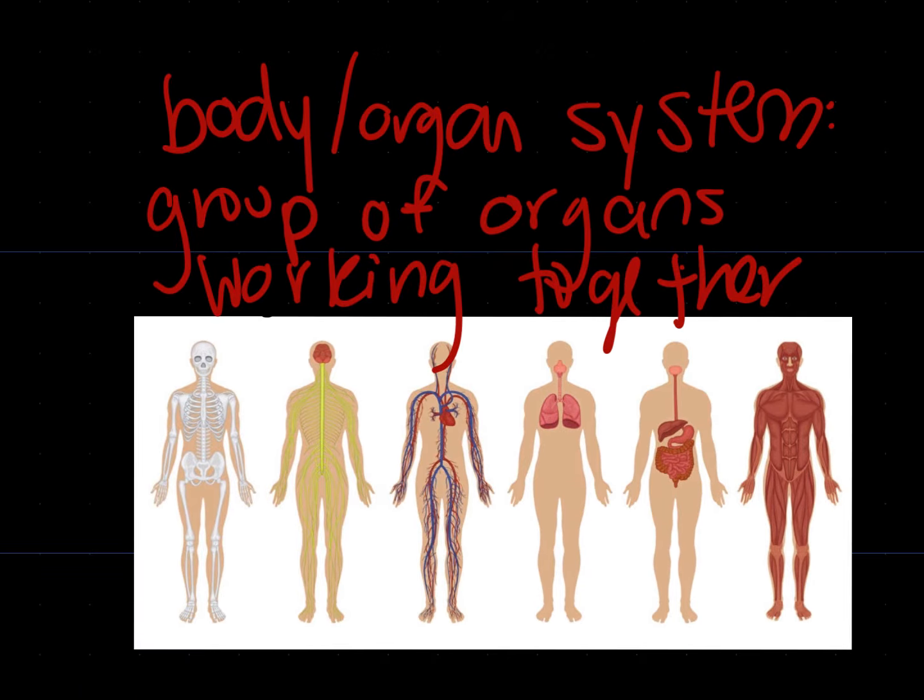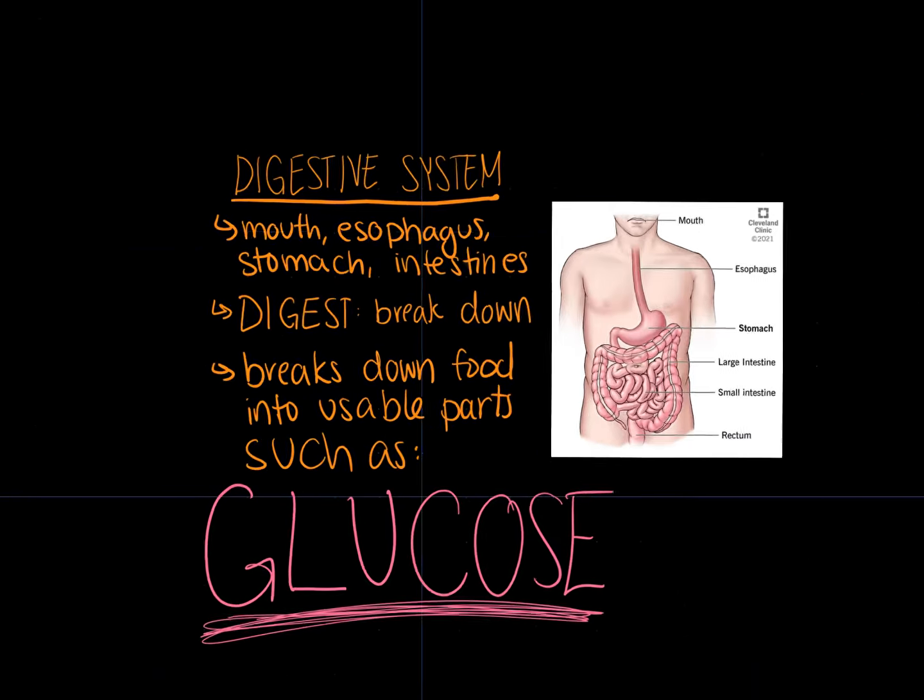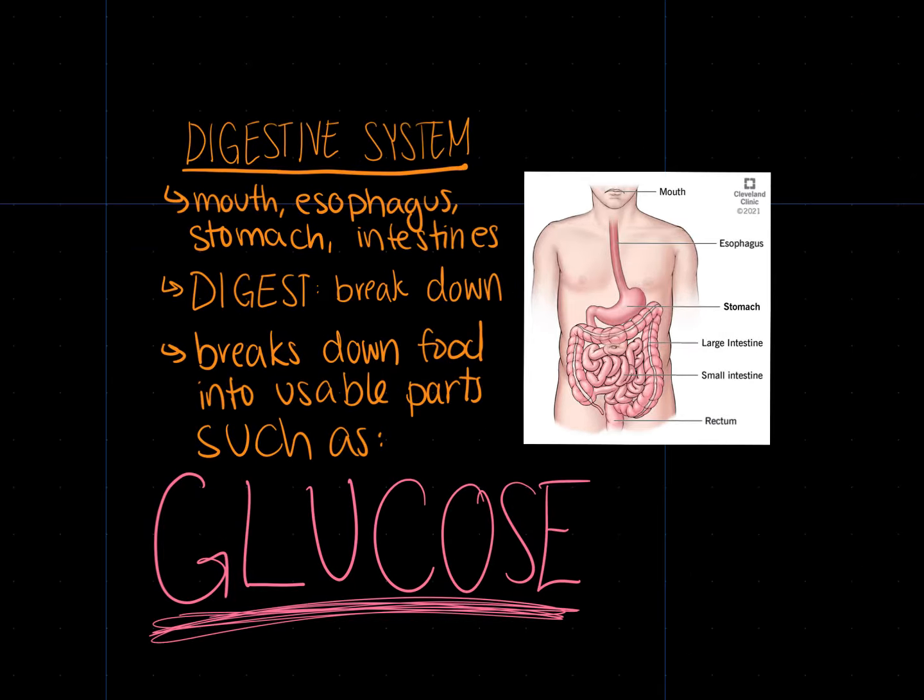So first of all, let's talk about glucose. Glucose is sugar. So how do we get that sugar into our bodies? We are going to first use this system. That is called the digestive system. So the digestive system contains the mouth, esophagus, stomach, the intestines, and the bowels. So the mouth, this is where we bring food into our body. And digest means to break down. So the digestive system brings food into our body and breaks it down into usable parts.